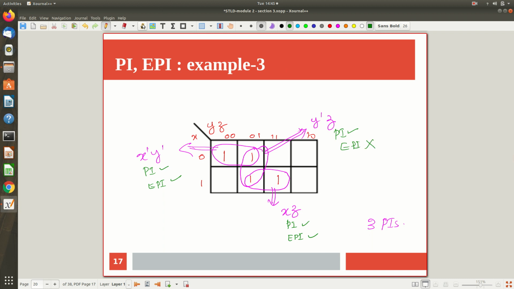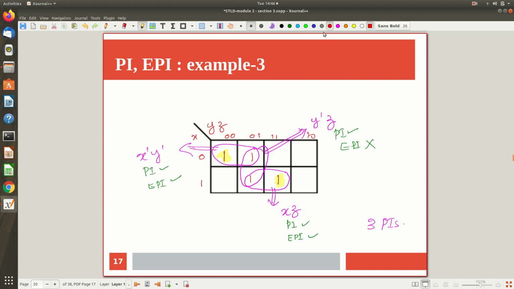So why is it so? What is making this first grouping essential? Because of this particular one, it is only covered by that prime implicant. Similarly, this one is making this one essential, but if you look at this one, both ones are covered by more than one prime implicant, so it is not going to be the essential one. So we can ignore it. Now everything sounds good, right?